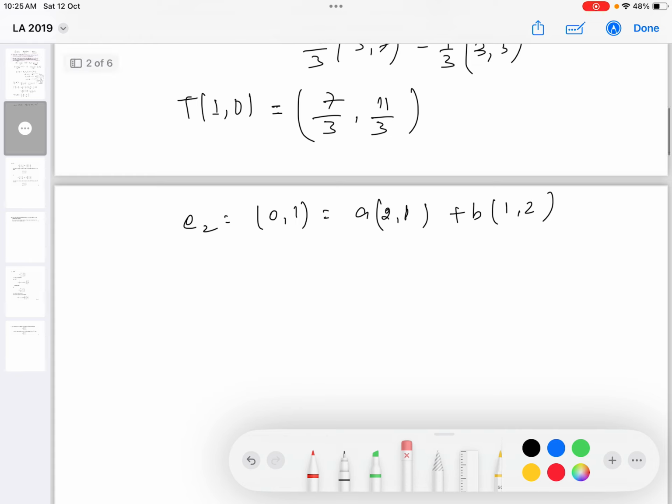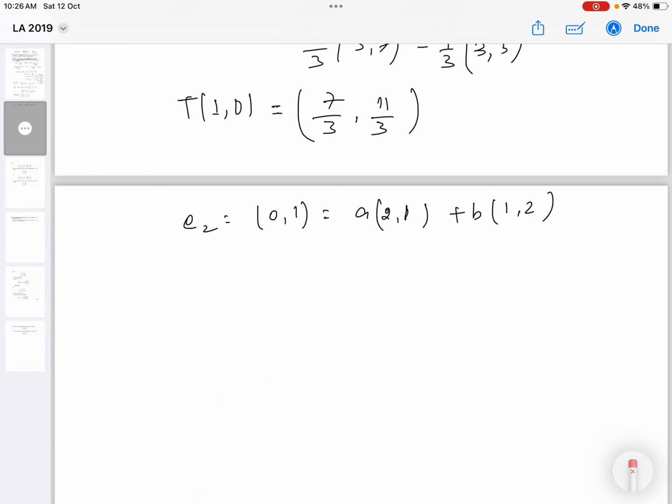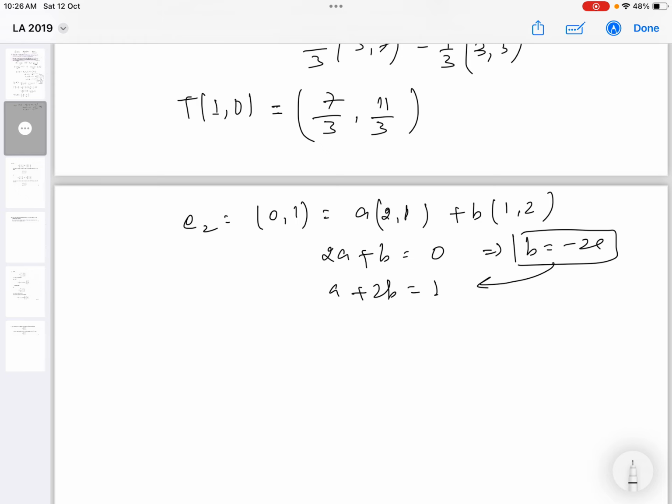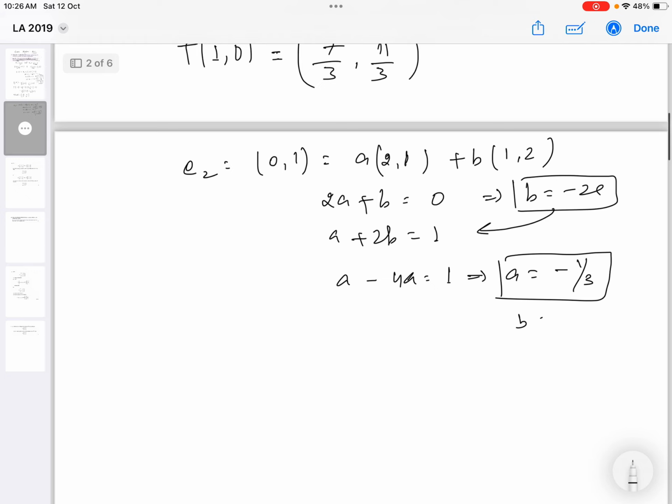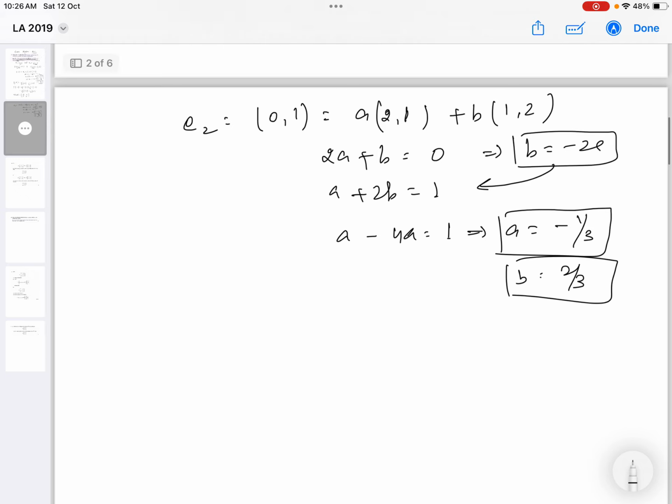Yes. So now again we will be finding the same a and b here. So 2a plus b would come out to be 0 and a plus 2b is equal to 1. So from here b equals minus 2a. Now if we substitute this here, it comes out to be a minus 4a is equal to 1, so a would be minus 1 by 3. Similarly b comes out to be 2 by 3.